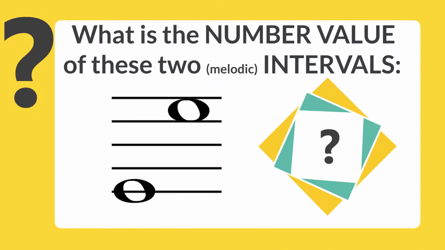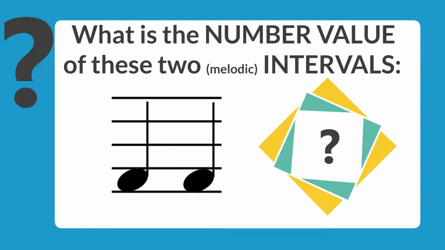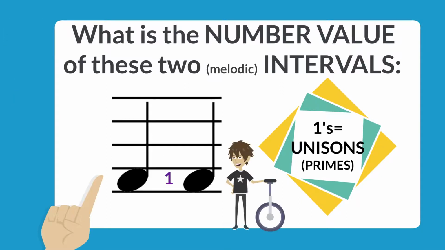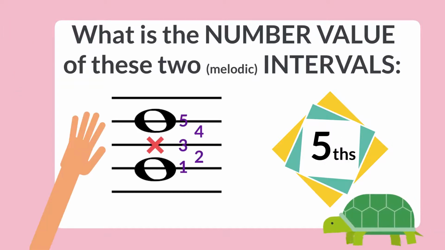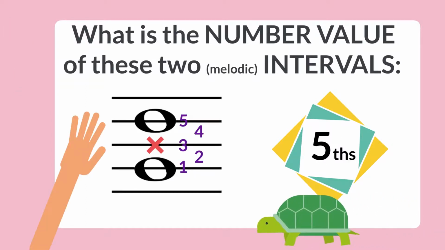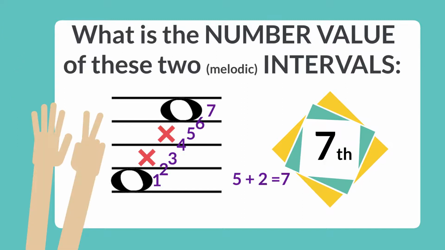What is the number value of these two intervals? Octaves. What is the number value of these two intervals? Unisons. What is the number value of these two intervals? Fifths. What is the number value of these two intervals? Sevenths.